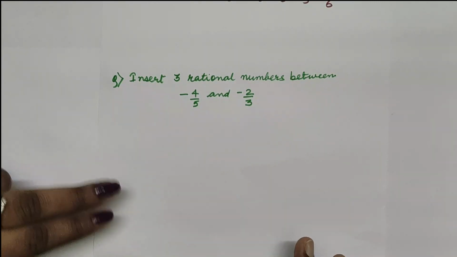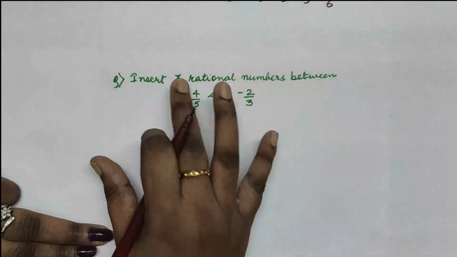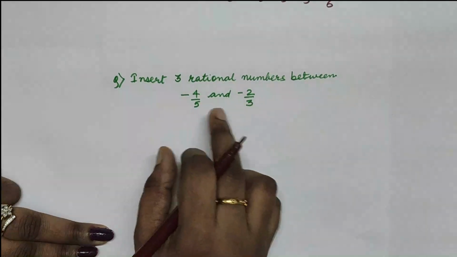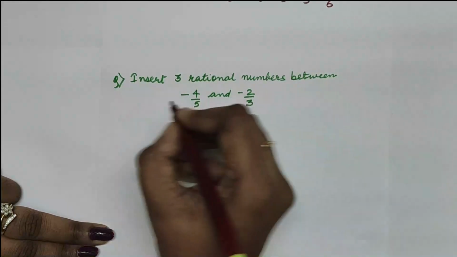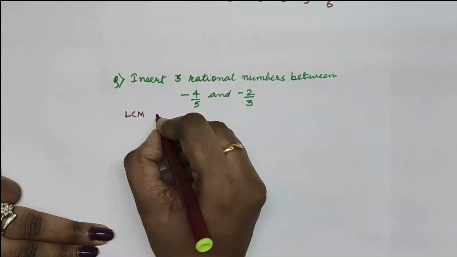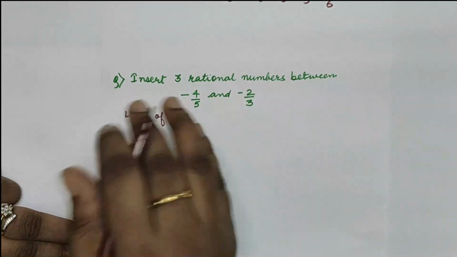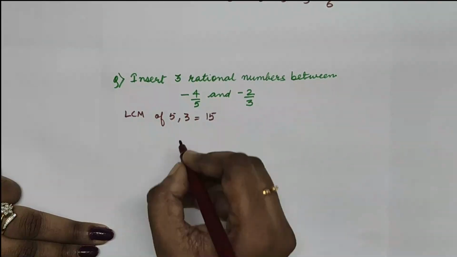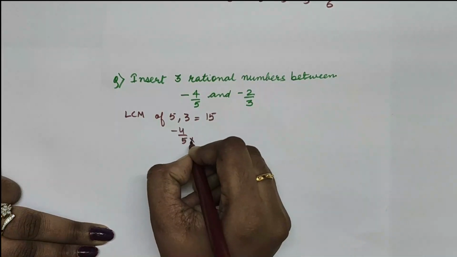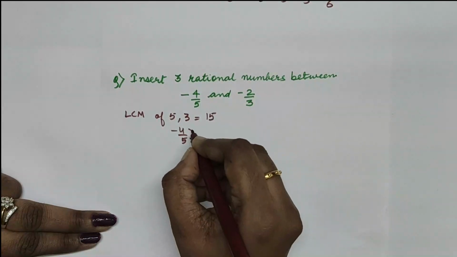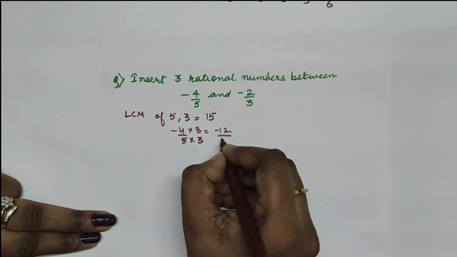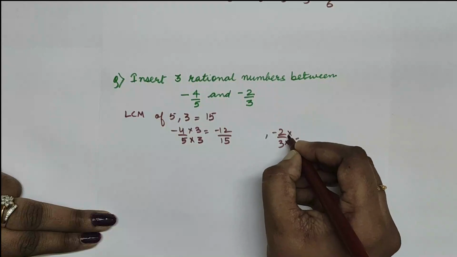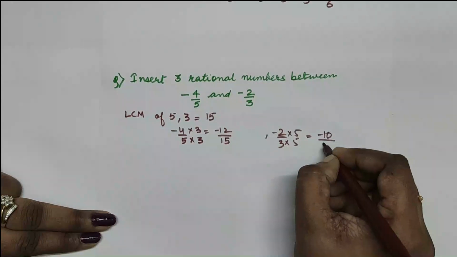Suppose it is asking you to insert 3 rational numbers between -4/5 and -2/3. You can see here the denominators are not the same. So the first thing you do is calculate the LCM of 5 and 3 so that you have the same denominator. So it becomes 15. Now -4/5 can be converted into denominator 15 by multiplying by 3, so this becomes -12/15. And -2/3 can be converted into -10/15.